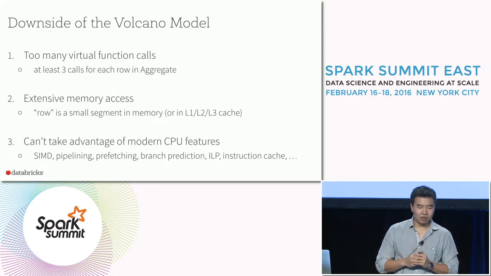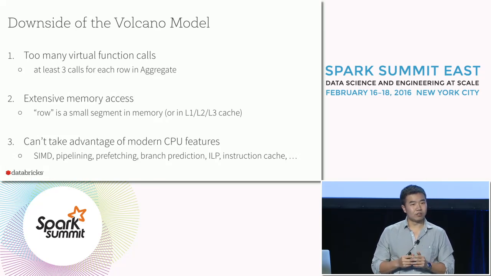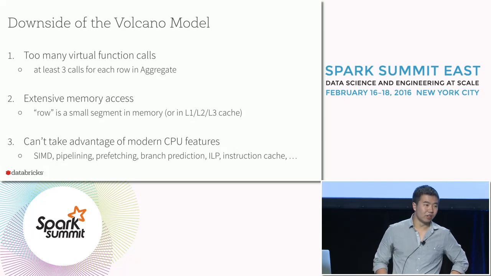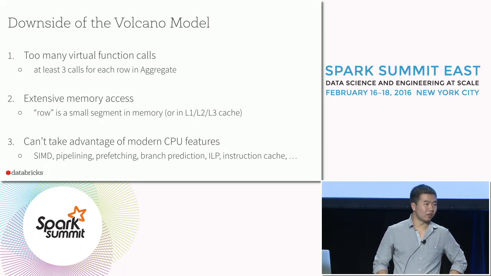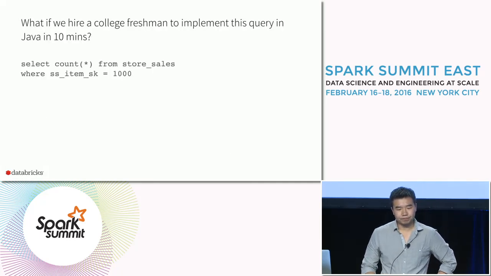And thirdly, this style of code is very confusing for the compiler and the hardware. That means that we're unable to leverage a lot of modern techniques, in particular auto-vectorization, pipelining, prefetching, branch prediction, instruction parallelism, all this kind of good stuff. All of the stuff that modern chips are improving quite dramatically.